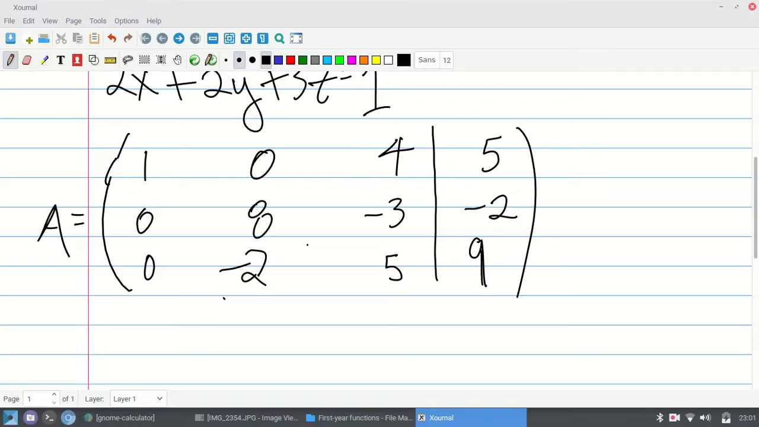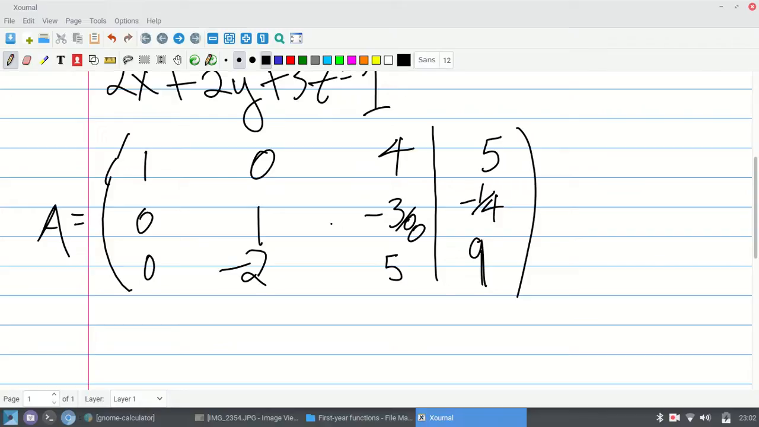Next, I want to divide the second row by 8. So what I want to do is essentially convert this middle term to a 1, right? That's my goal, so then I can use that 1 to kill this guy. So here we go. 8 divided by 8 is 1. It's going to be negative 3 over 8, and it's going to be negative 2 over 8. Negative 2 over 8 is negative 1 over 4.